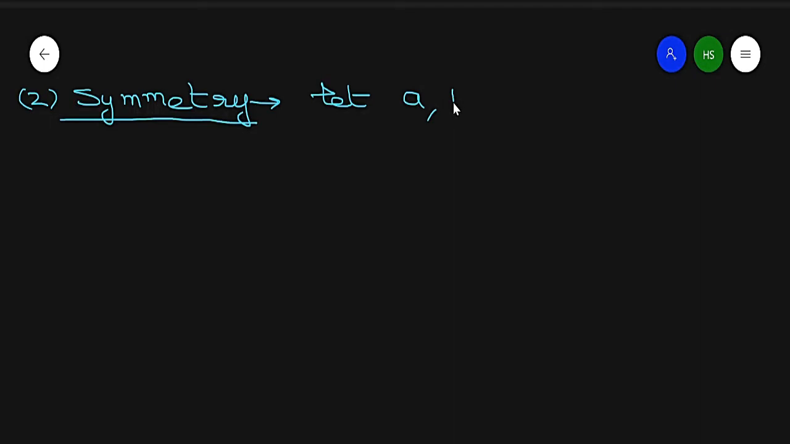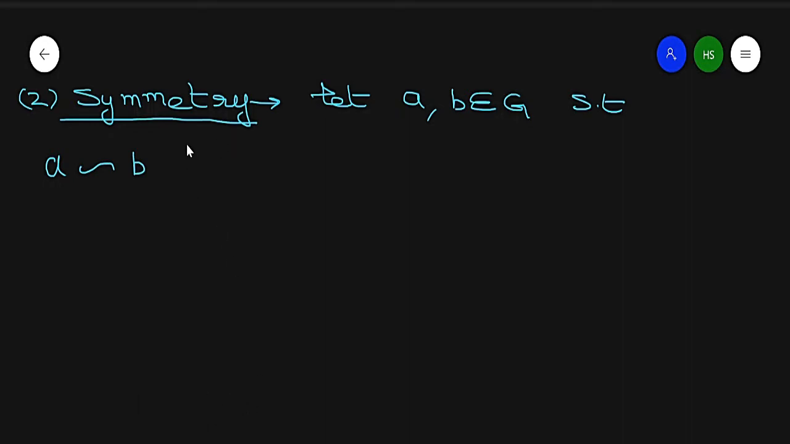Now property number 2, which is called symmetry. What does the symmetry property mean? It means if A is related to B, then B is related to A. So I take two elements A and B belonging to G such that A is related to B, A is conjugate to B.